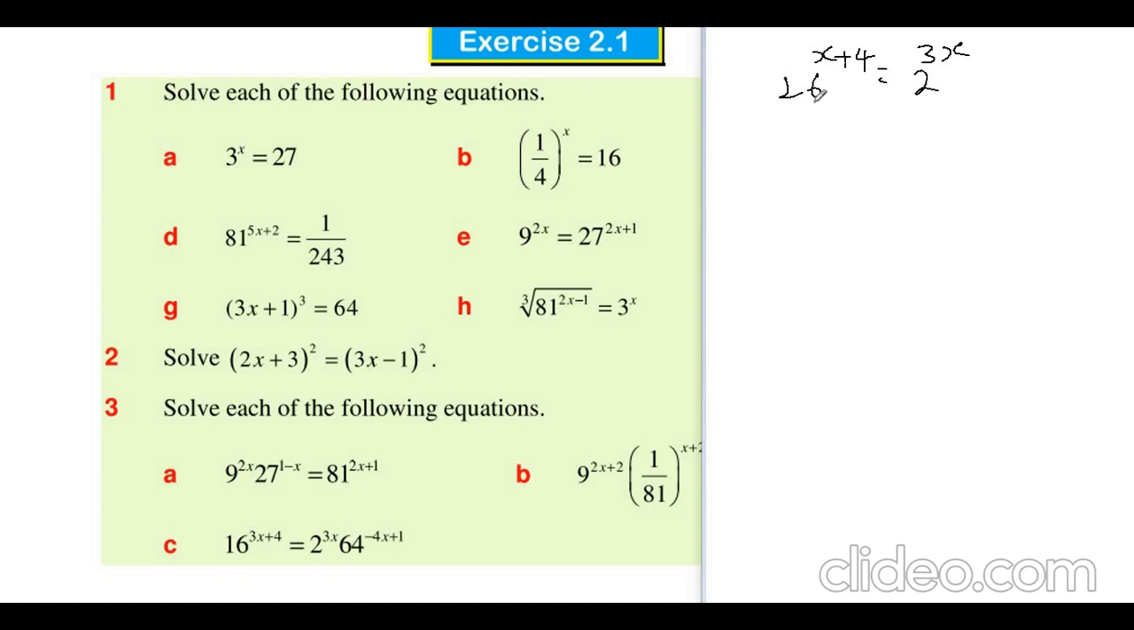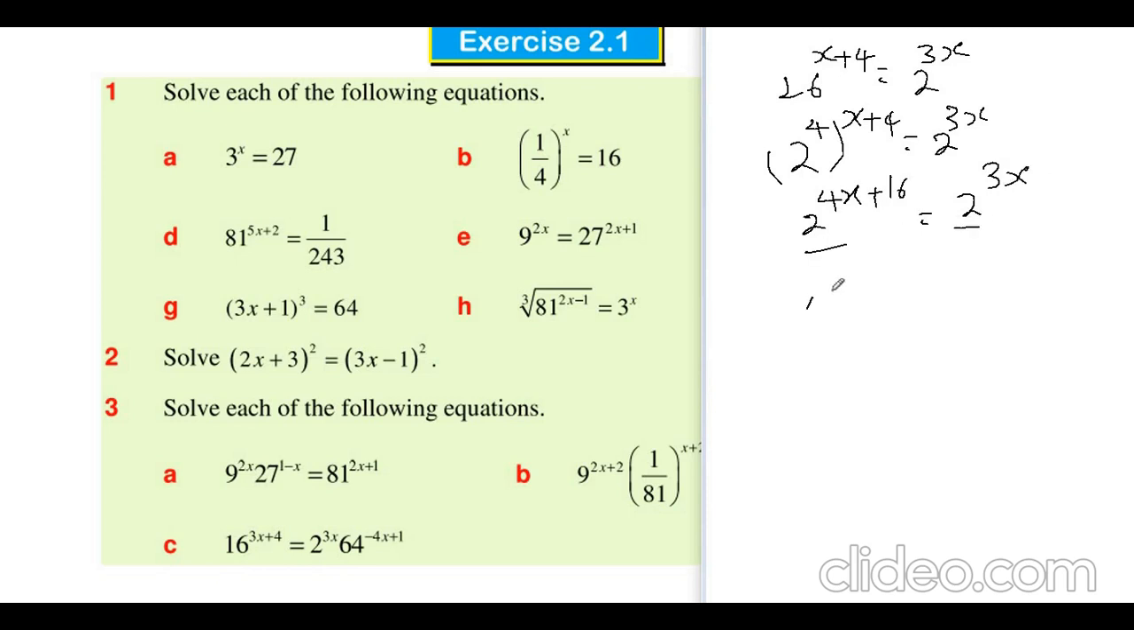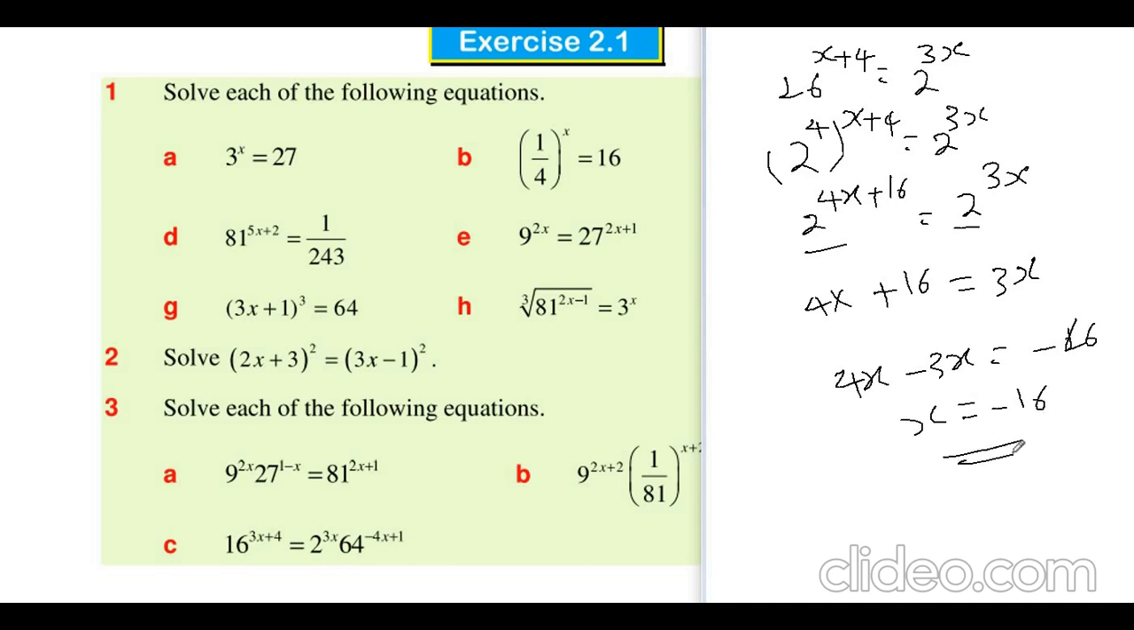f እንደ ደግሞ እንየው እስኪ, f: 16 the power of x plus 4 equal to 2 the power of 3x ነው. Variable ያለው exponent ላይ ስለሆነ አሁን ቤዞቹን መመሳሰል አለብን, which means 16 to the power of 4 ማስቀመጥ እንችላለን x plus 4 equal to 2 the power of 3x ነው, which means 2 the power of 4x plus 16 equal to 2 the power of 3x ነው. ሁለቱም ቤዞች ኢኳል ስለሆኑ ኤክስፖነንቶቹን ኢኩዌት ማድረግ ብቻ ነው. 4x plus 16 equal to 3x ነው, so 4x minus 3x equal to minus 16, minus 60 ማለት ነው, x equal to minus 60 ይመጣል ማለት ነው.